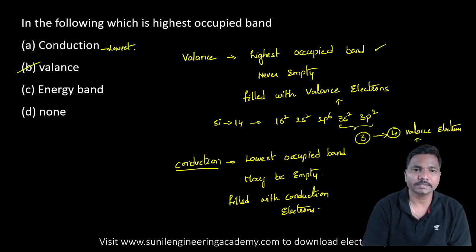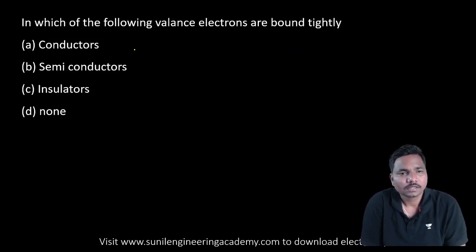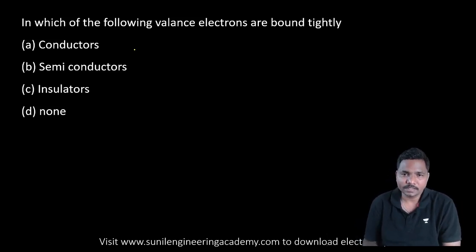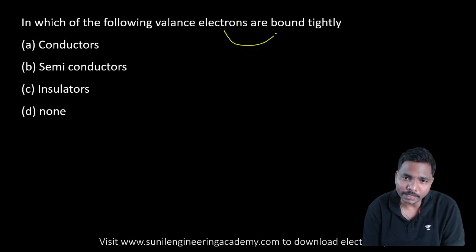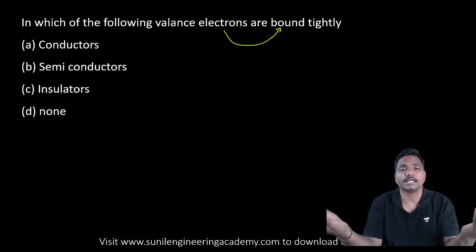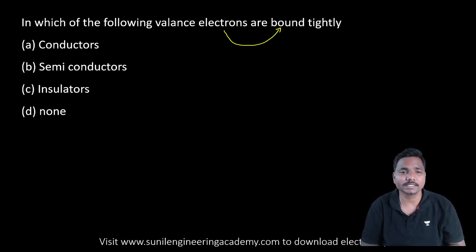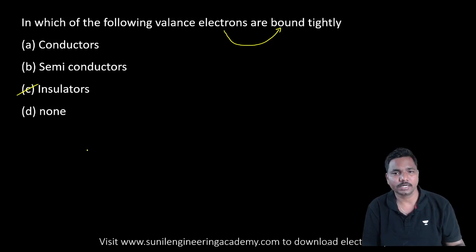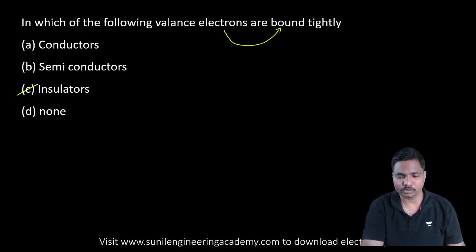Coming to the next question, guys. In the following, valence electrons are bound tightly. Whenever the valence electrons are bound tightly, they may not allow the electricity. Which do not allow the electricity? Those are insulators. So we can say in insulators, the valence electrons are bound tightly.